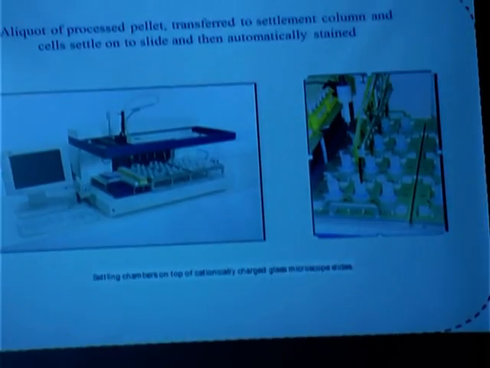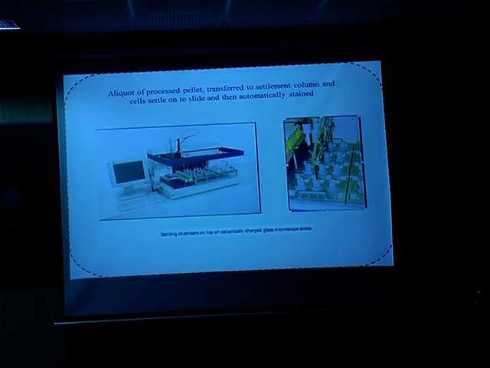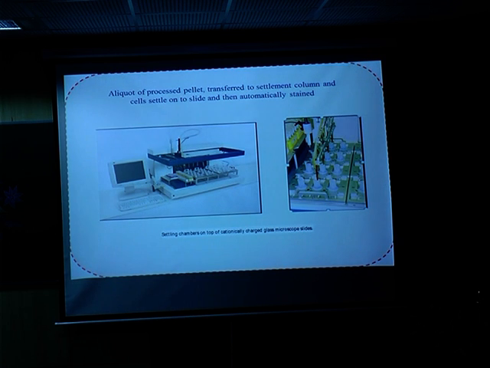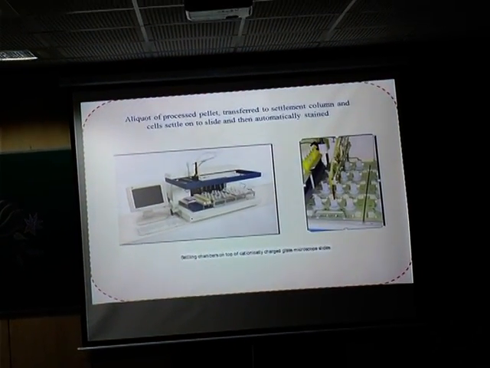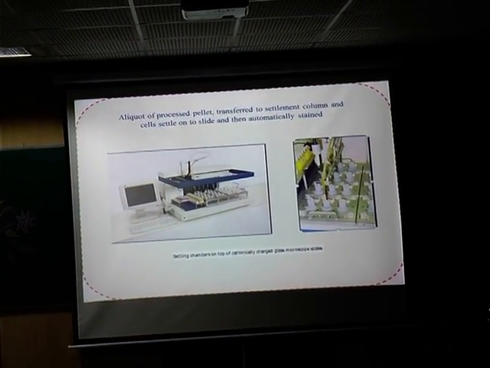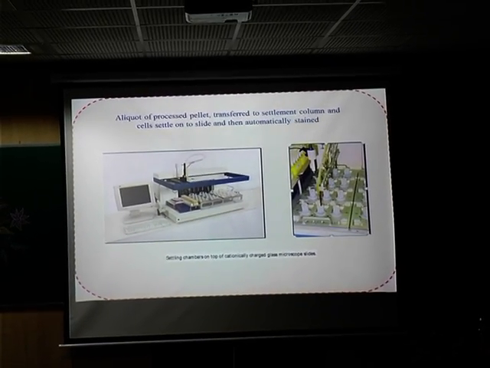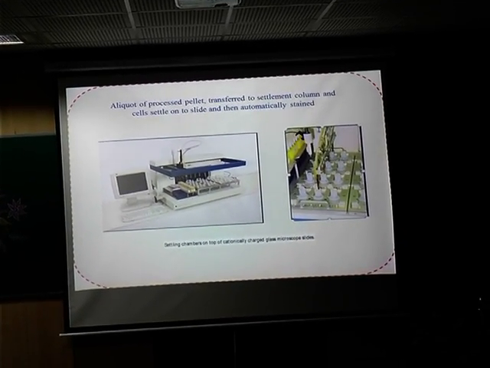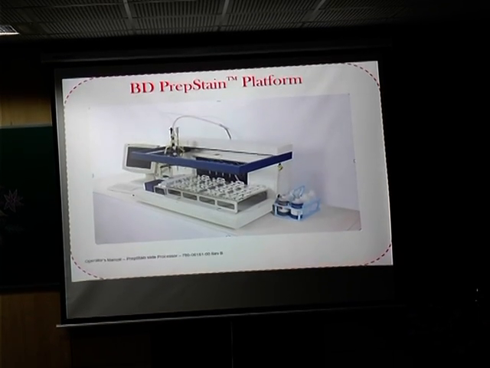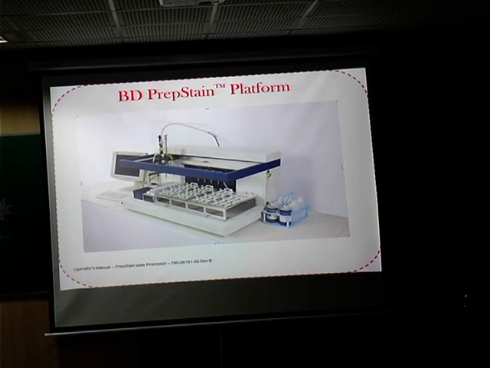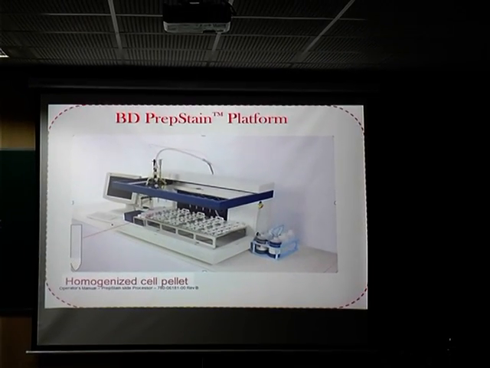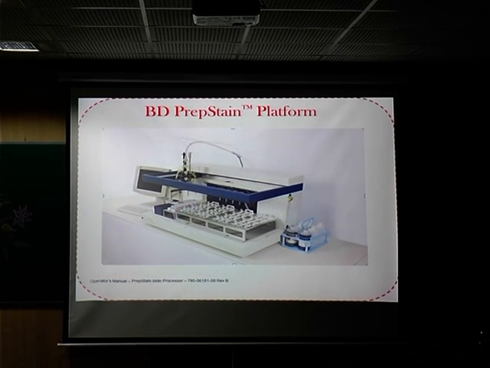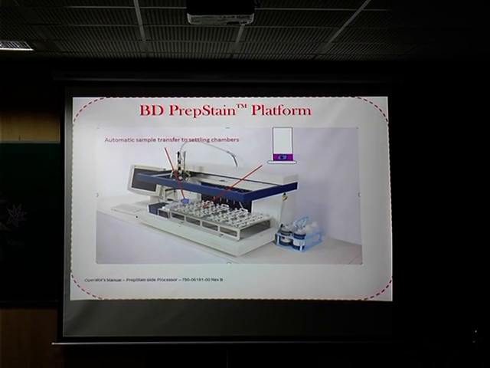This is very important. This is the automated stage of the machine wherein at one go you can process 48 samples, and all that you are seeing here are the settling chambers. These are plastic chambers fixed onto the glass slide. Beneath the settling chamber you have the negatively charged glass slides, which are provided by the company themselves, and after that you have to do the staining. Now see, this is the homogenized cell pellet which you want to transfer, and then these cells are transferred.